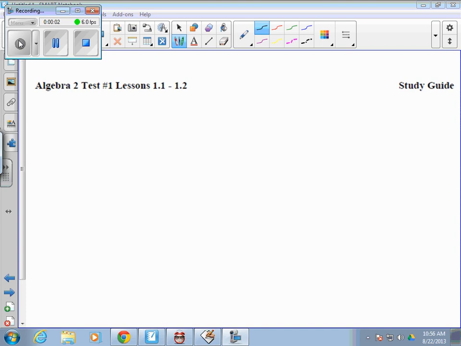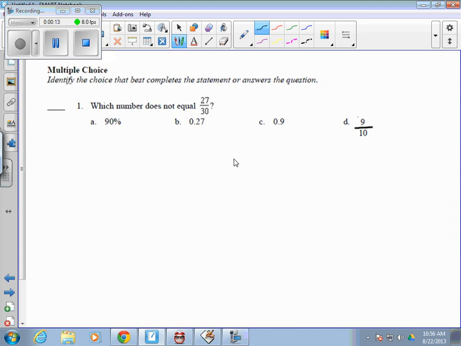Okay, this is our study guide number 1 for Algebra 2, test number 1, covering lessons 1.1 and 1.2. The first one has a multiple choice problem.